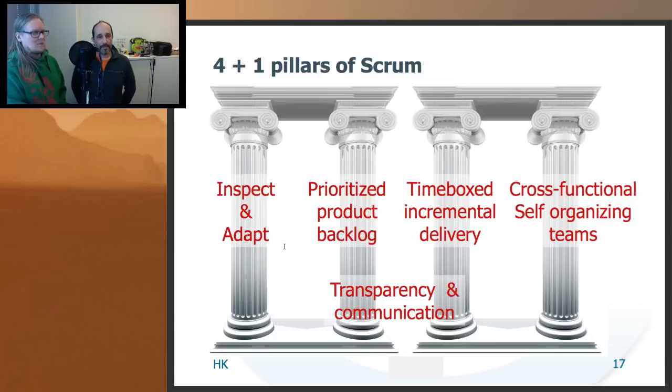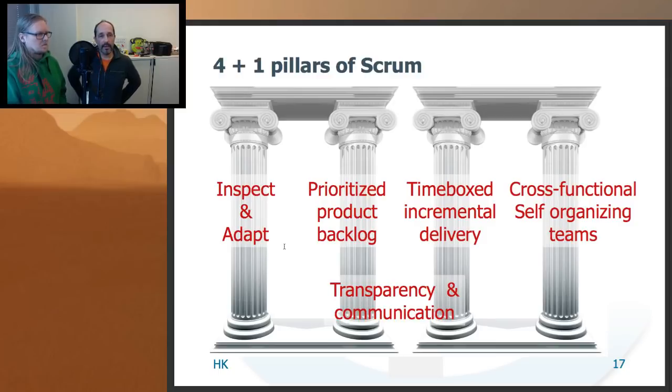So there are pillars of Scrum. These try to define the essential philosophy behind the Scrum. So things that you need to have somehow. If you want to implement Scrum, you have to somehow implement these issues.